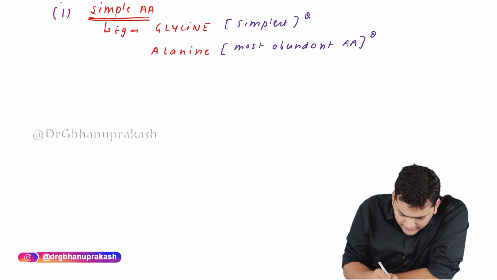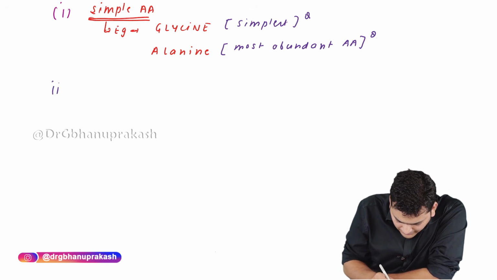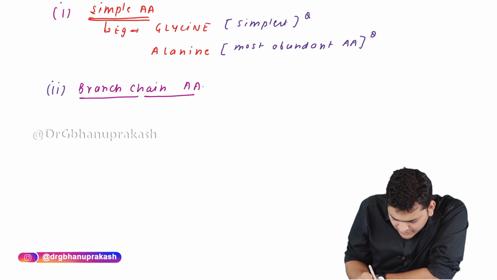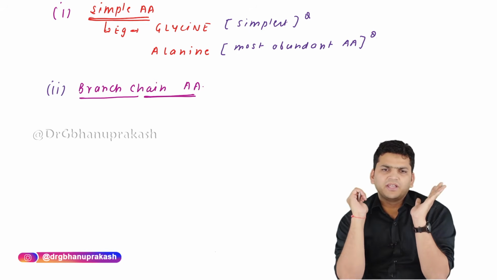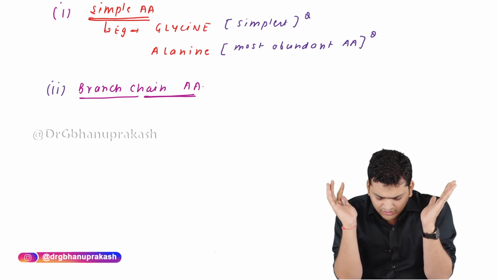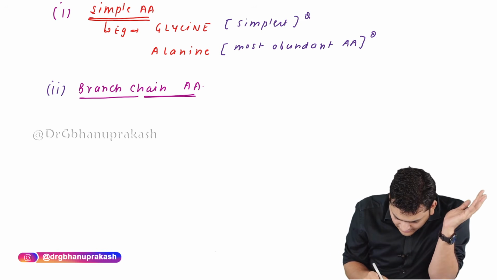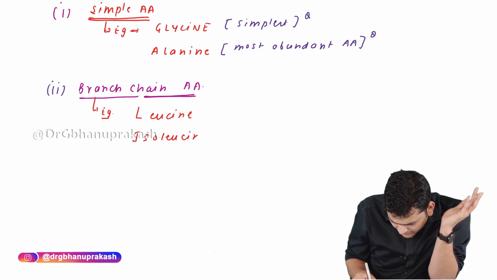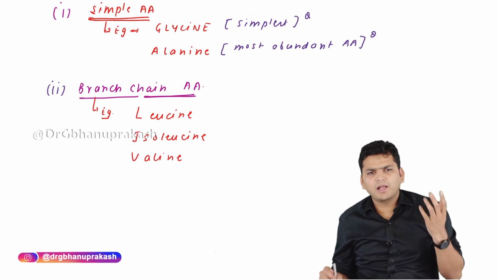Coming to the second subcategory, the second subcategory is the branched chain amino acids. Branched chain amino acid means that the R group is replaced by a branched carbon chain. The examples are leucine, isoleucine, and valine. Leucine, isoleucine, and valine are the branched chain amino acids.